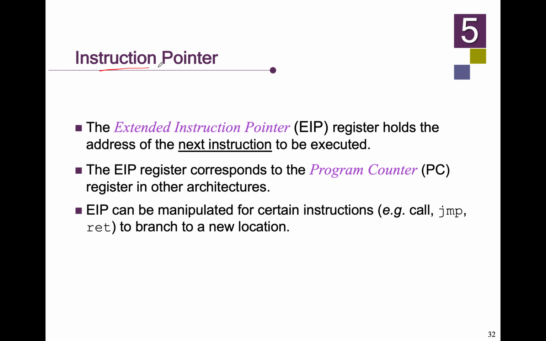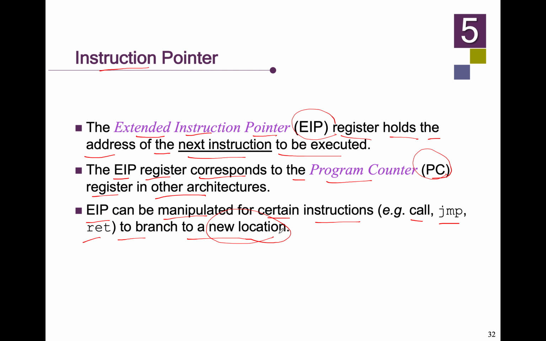Under your instruction pointer, the extended instruction pointer or EIP register holds the address of the next instruction to be executed. The EIP register corresponds to the program counter, your PC register in other architectures. EIP can be manipulated by certain instructions like call, jump, and return to branch to a new location. So this is the instruction pointer.